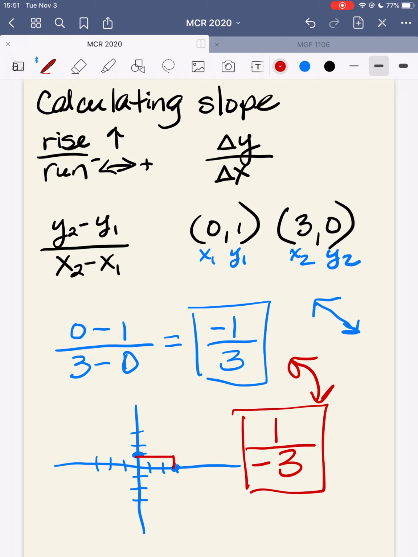So we're going to look at a couple examples, about 5 of them, and we're going to just use this formula right here, y2 minus y1 over x2 minus x1.